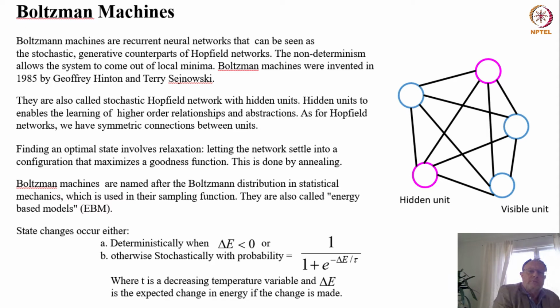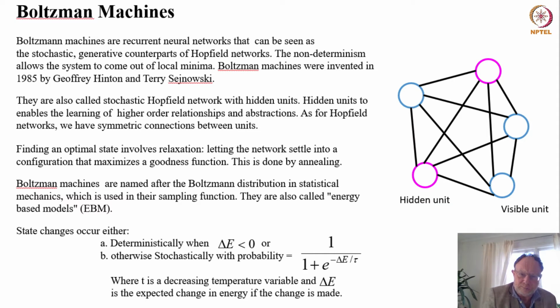So, Boltzmann machines are also recurrent neural networks that can be seen as the stochastic generative counterparts of Hopfield networks. The non-determinism allows the system to come out of local minima. So I would say that is the main feature here. Boltzmann machines were invented in 1985 by Geoffrey Hinton and Terry Sejnowski. So they are also called stochastic Hopfield networks with hidden units.